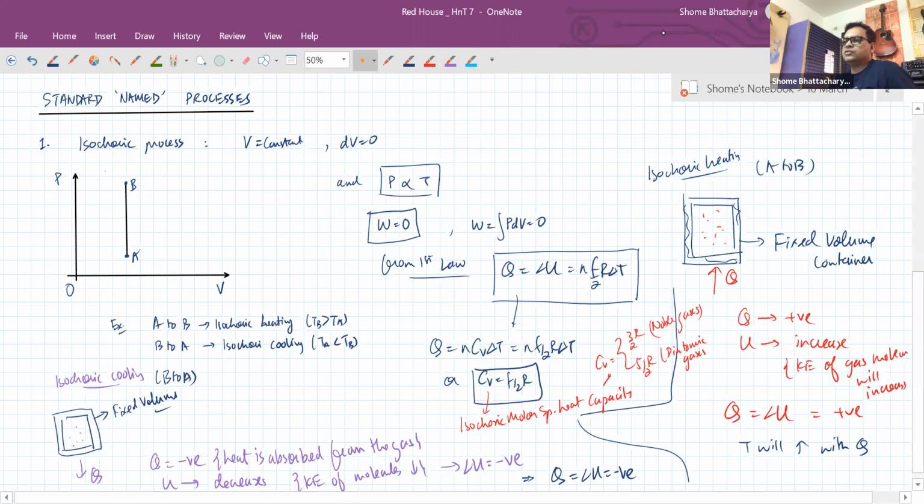Anybody has a doubt in this formula or application or anything, you can ask me. You can unmute yourself and ask me directly also, or you can text me, whichever is convenient.